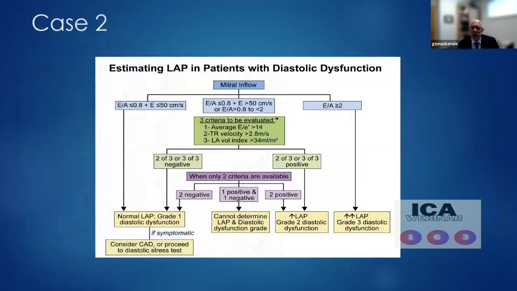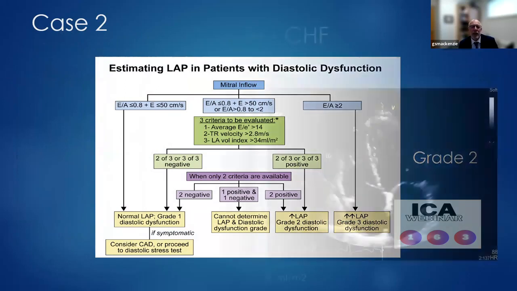So let's apply the guidelines here. And you can see that her E to E prime was 20. She met criteria. Her TR velocity was 2.8. And although the guidelines say greater than 2.8, I would accept that as elevated. And the LA volume index was big. So again, we fall into this side here where we have grade 2 diastolic dysfunction in this particular patient.